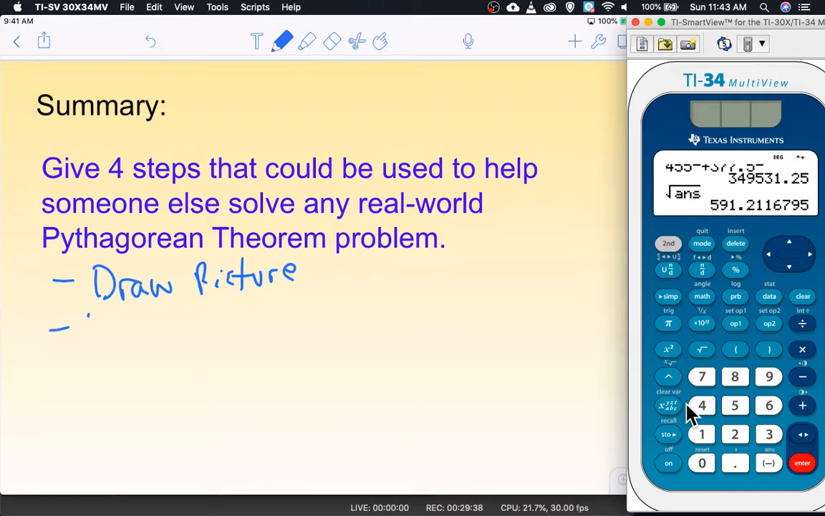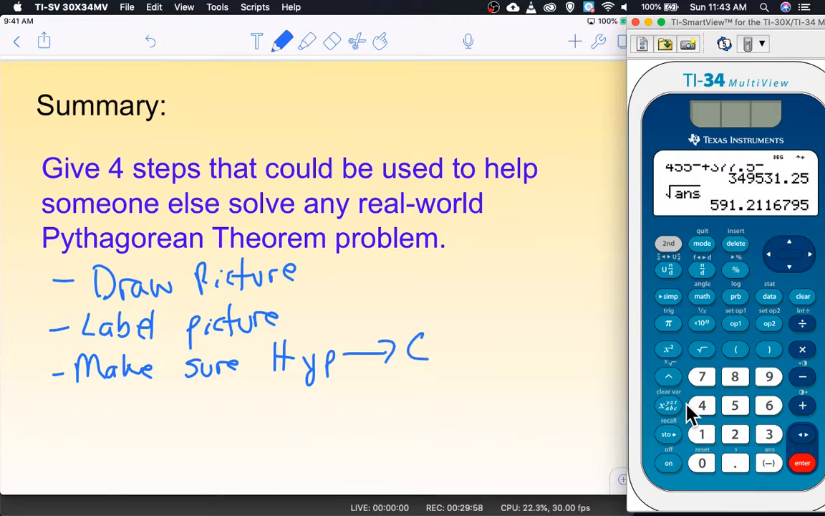Second thing, make sure you label the picture. Put your side lengths, put the feet and the inches and everything. Make it a good picture. Make sure the hypotenuse gets plugged in for the c in your formula.